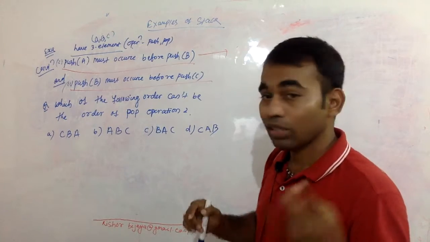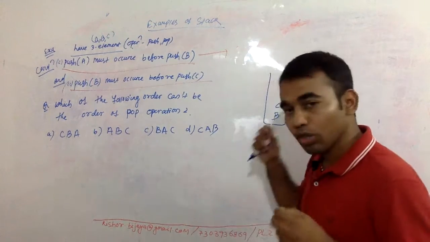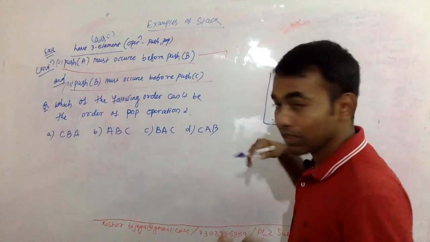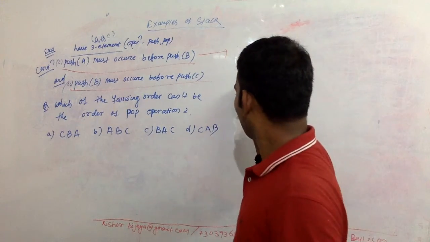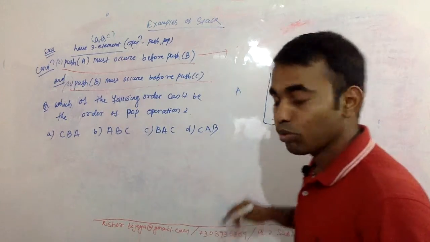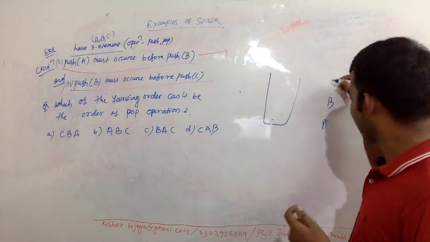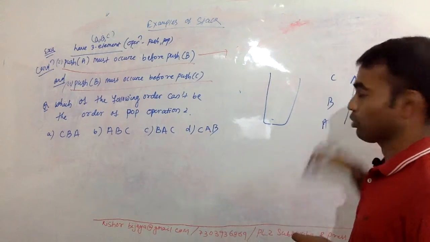So that is given. There are 2 conditions given. If you want to push P, A must be pushed first. In simplicity, we should push A first. After that only B can be pushed. After that only C can be pushed. So this is the push order.